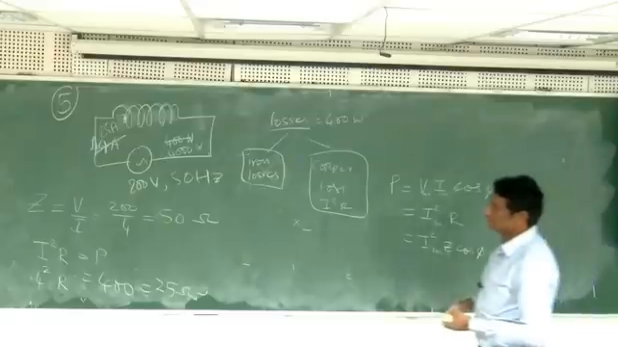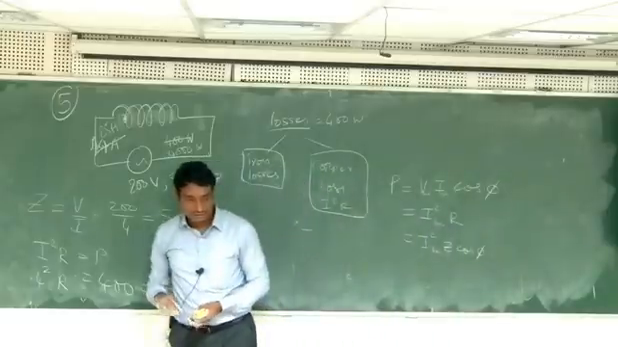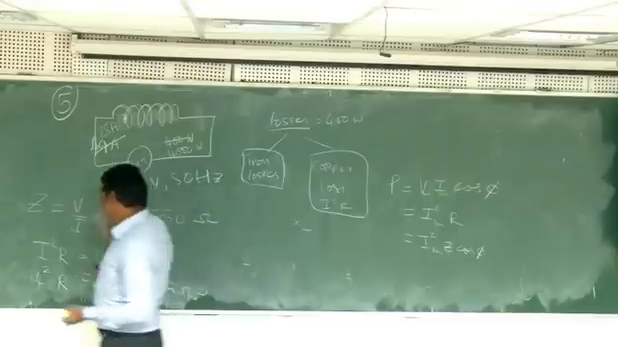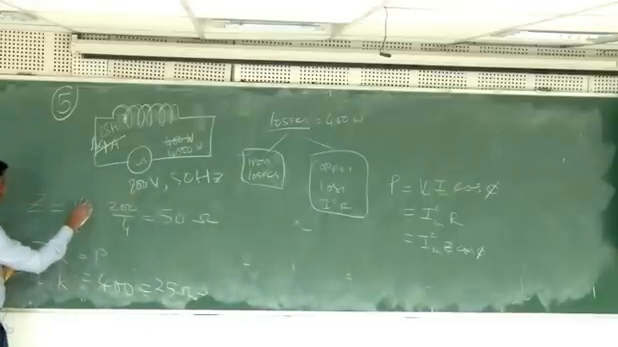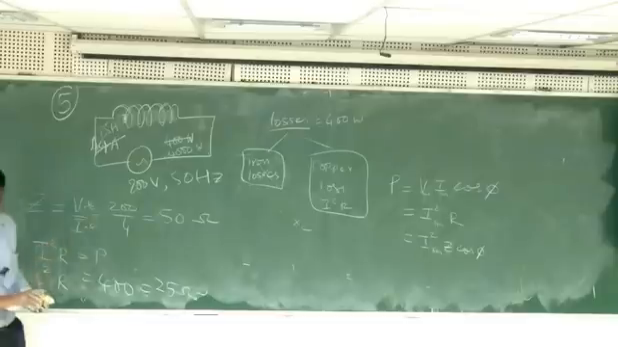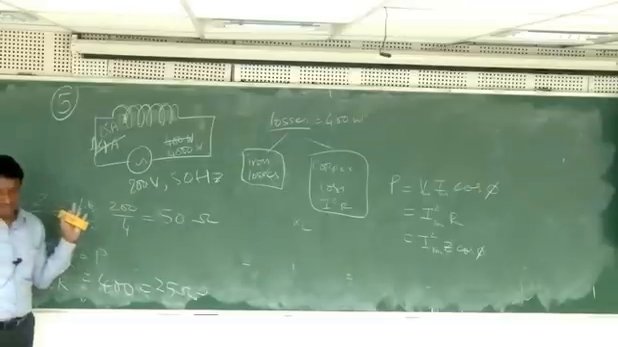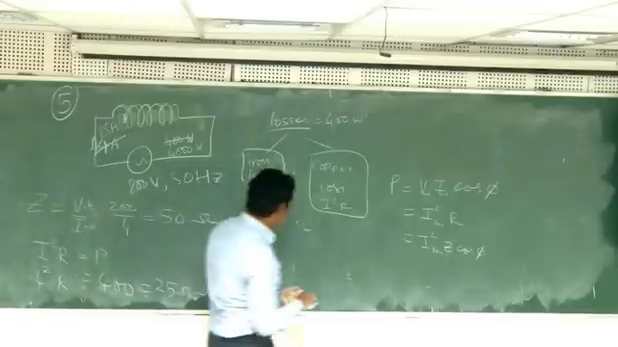We are not taking the peak value in the calculation of impedance. It will be something like this: V into root 2, I into root 2, so root 2 will get cancelled. So either use all RMS or all peak.